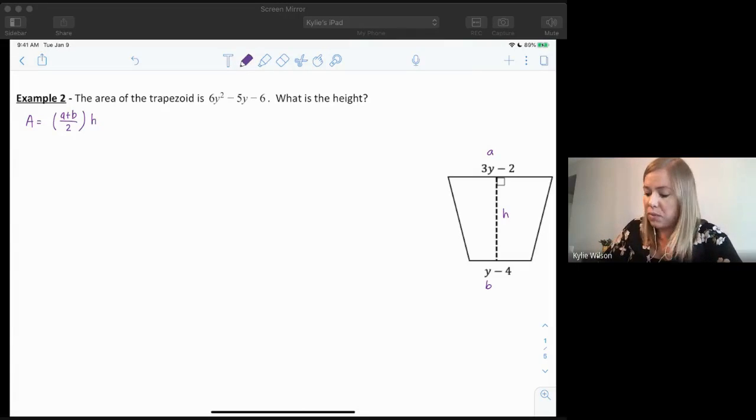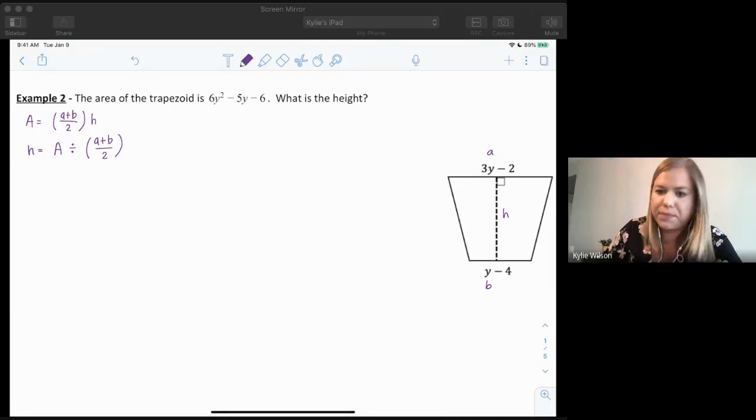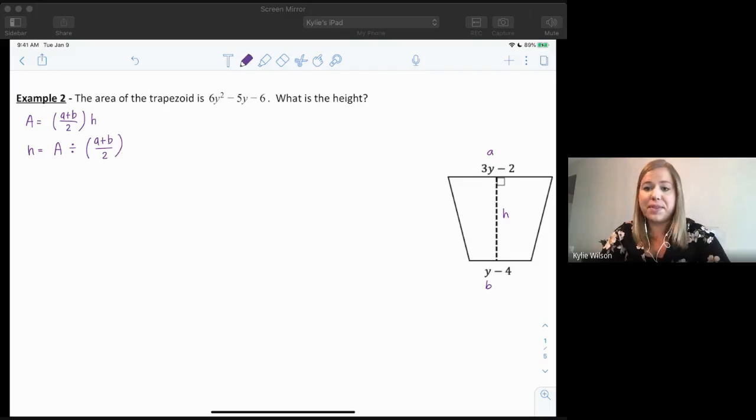So we're going to have to divide both sides by A plus B over 2. What that will give us is that H equals my area divided by A plus B all over 2. You can rearrange it once we already have all the values in there, but honestly, I think it is significantly easier if we rearrange it now than waiting until we have all of these crazy numbers going on. So now let's fill in our values.